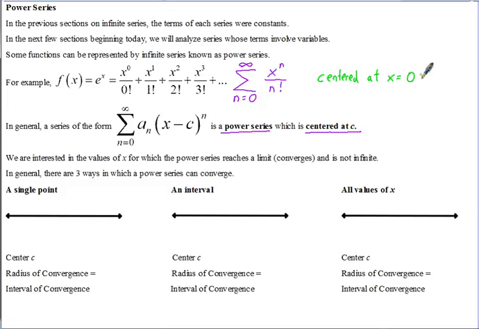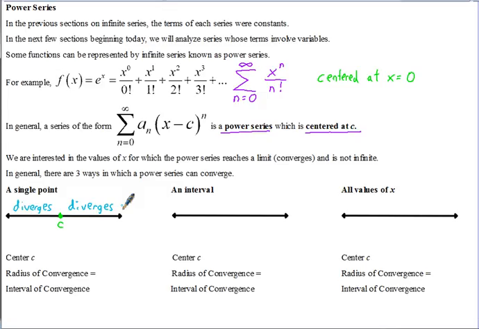What we're interested in is the values of x for which the power series reaches a limit, or converges, and is not infinite. There are three general ways a power series can converge: at a single point, on an interval, or for all values of x. On the number line, there could be just some center where the power series converges for that particular x value, but that's the only place it converges. On either side of that, all x values less than that center diverge, and all x values greater than that center also diverge.